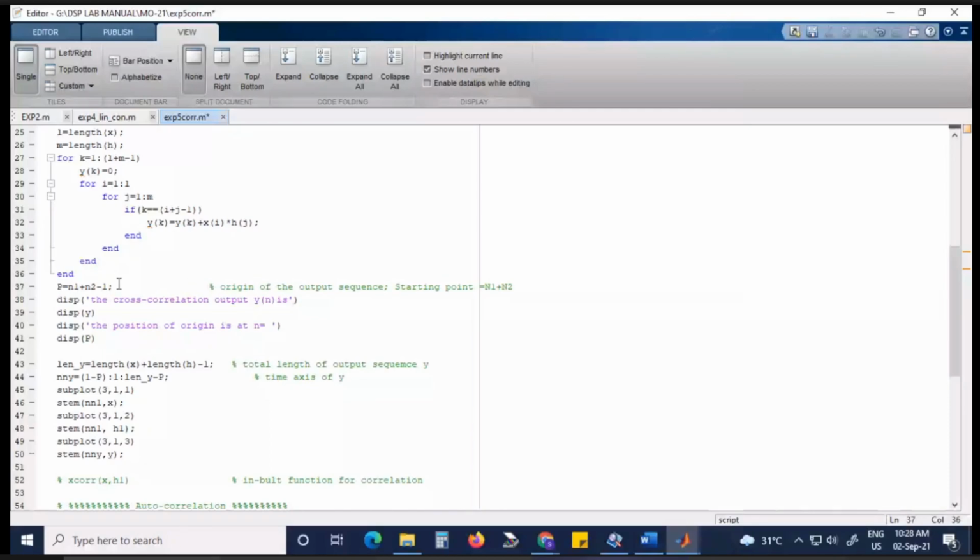It is the same thing, but you have to start from that particular value. Since MATLAB sequence starts from 1, the starting point is n1 plus n2 minus 1 according to this program. You can write it a different way. So now the cross correlation output is calculated, and the display and position are written.